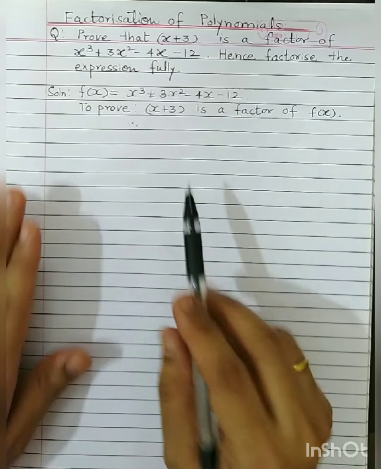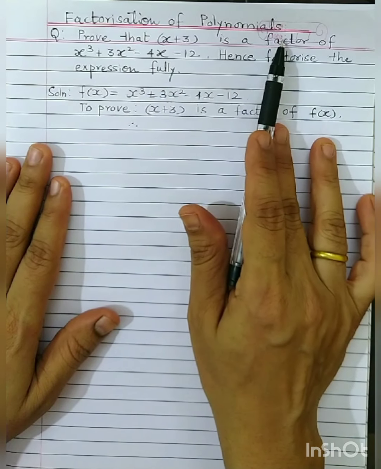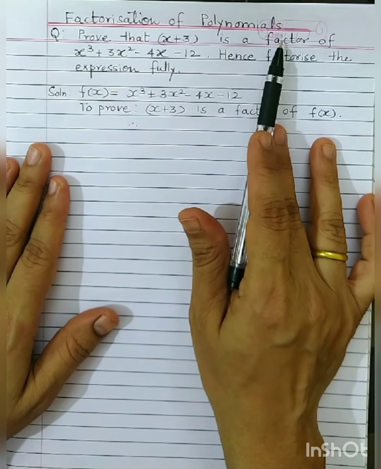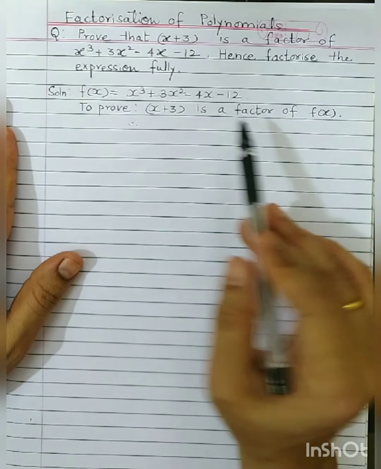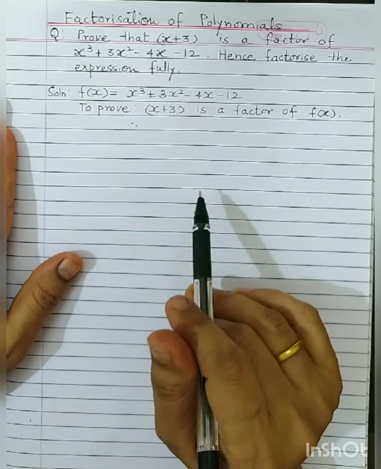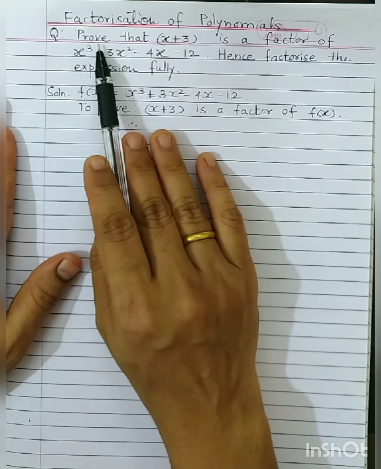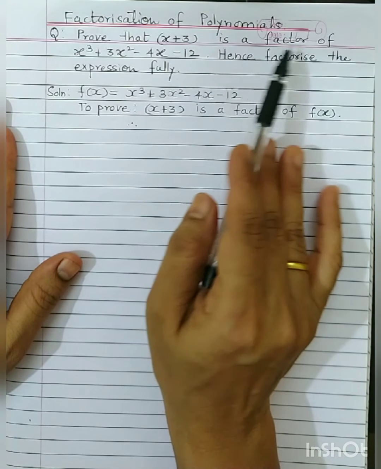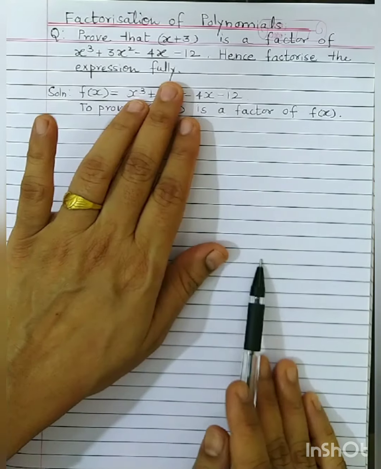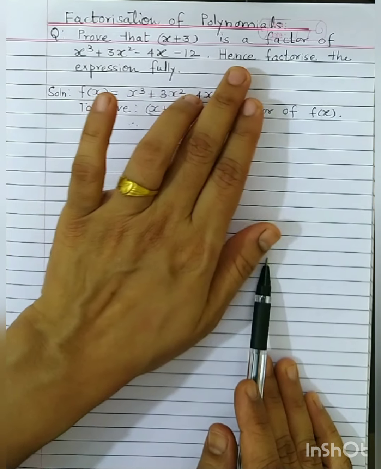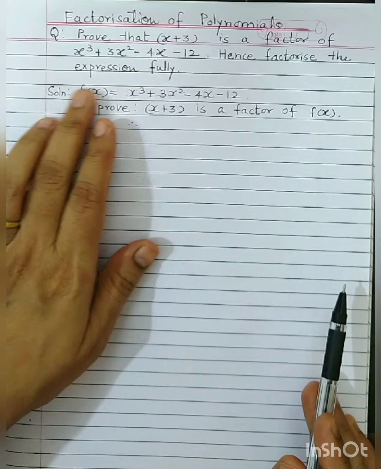We are doing factorization of polynomials. We have already studied what is the remainder and the factor theorem. Let's see the further part, how to factorize the given polynomial using this. See this question. Prove that x plus 3 is a factor of x cube plus 3x square minus 4x minus 12. Hence, factorize the expression fully.